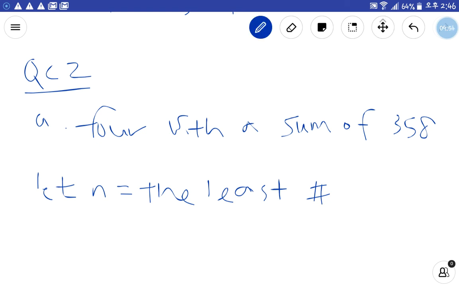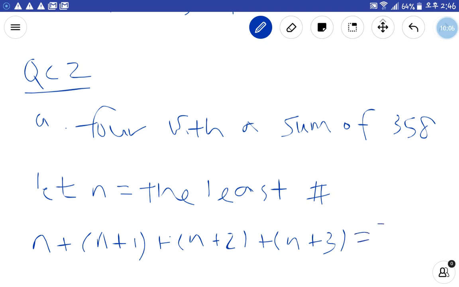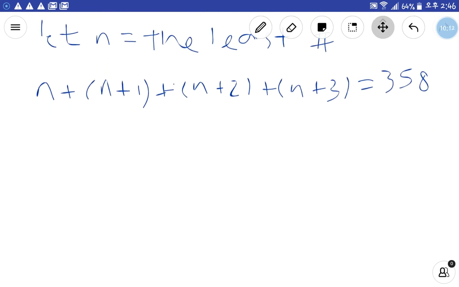So I can represent my first one, which is the least, and then my second integer, my third integer, and my last integer. That should be equivalent to what? 358. Okay, so you have to operate this by combining like terms.